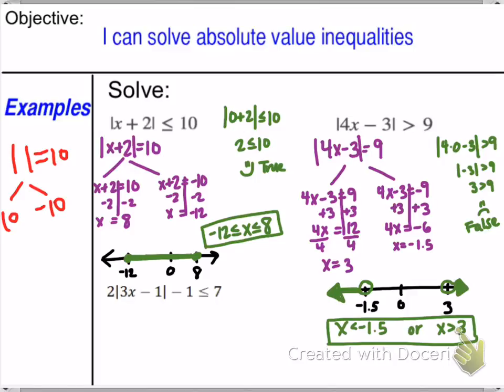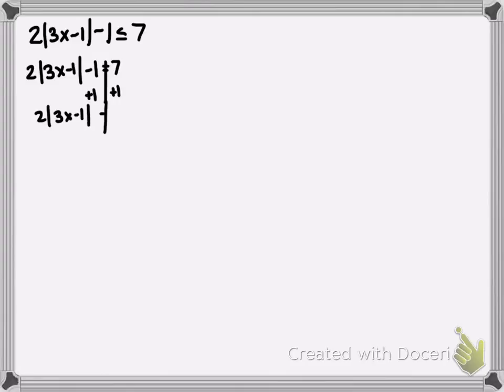I'm hopping to the next page because I kind of ran out of space here. So I've got this problem, 2 times the absolute value of 3x minus 1 is less than or equal to 7. The first thing I do is I set it equal, and this is kind of a tougher one. So remember what we did on Tuesday. Okay, you've got to get it down so it's just the absolute value on the left side. So I start by adding 1 to get rid of that 1, and then to get rid of this 2 in the front, I have to divide by 2.